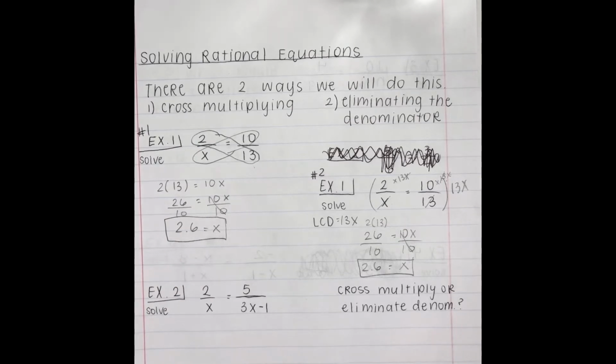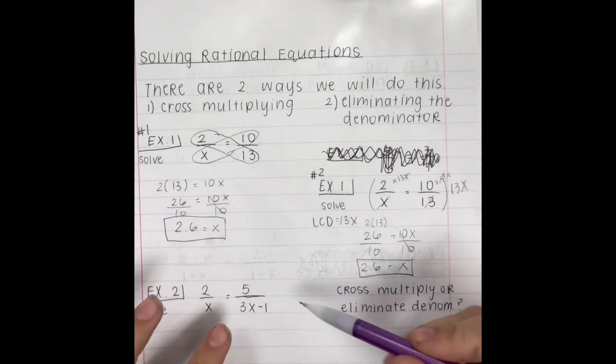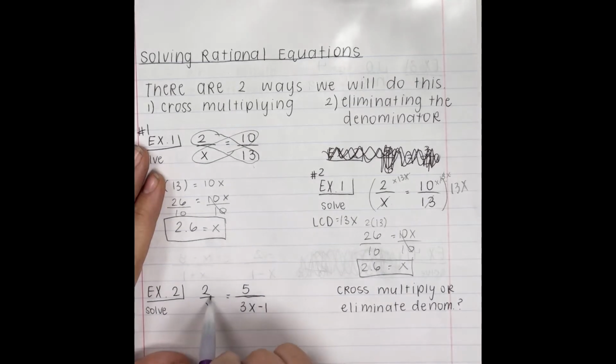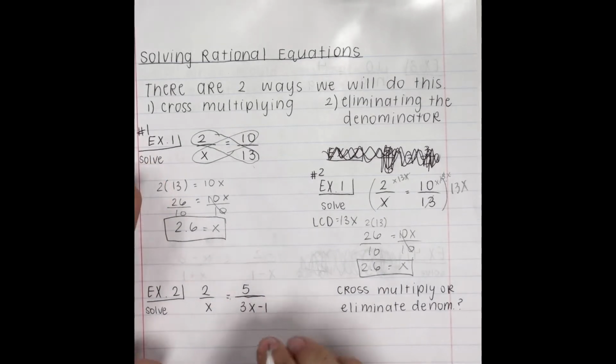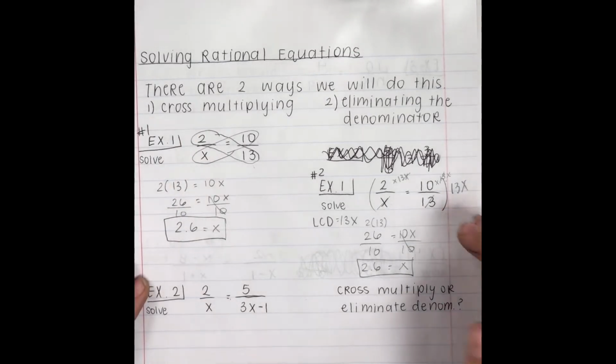The way that seems to be easiest, because when you have an x and a 3x minus 1, your LCD is going to be x times 3x minus 1. It's going to be a lot more work in a way. So really when we just have fraction equals fraction, we're just going to do our cross multiplying, okay? We'll get to this method and when this way is easiest towards the end, okay?